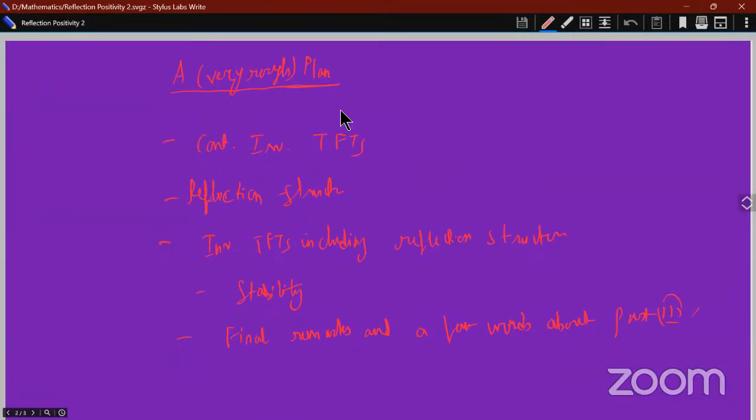So today, in the previous talk, if you have attended, I talked about discrete invertible topological field theories. So today I'll introduce continuous invertible topological field theories. Then I'll introduce reflection structures on manifolds. And then the way we define an invertible topological field theory will incorporate the notion of a reflection structure in our definition. Then I'll briefly talk about stability, and then a few final remarks, and a few words about the third part, that is the next part.